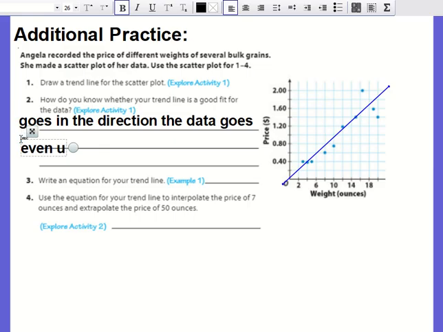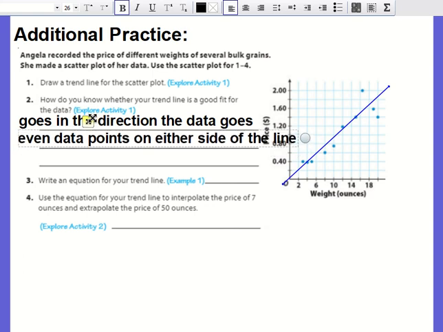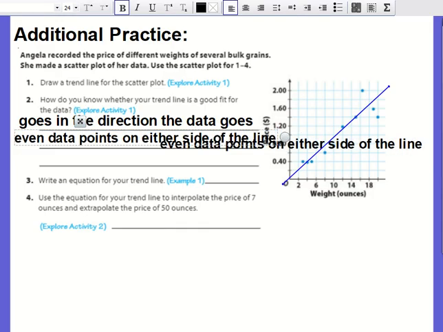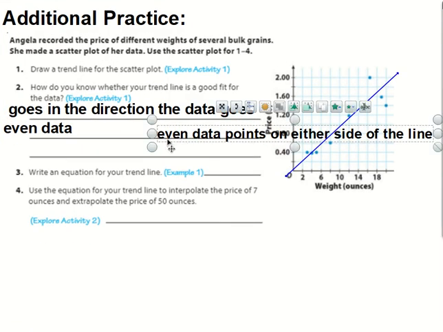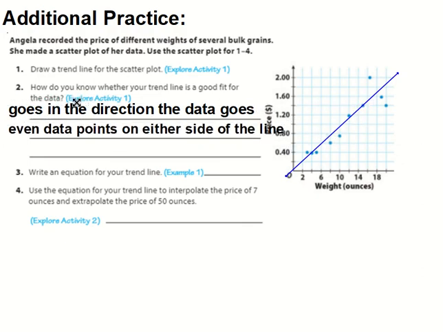Even data points on either side of the line. So we want to check for that as well, that there's an even number of data points on either side of our line. Sorry, I gotta get rid of this. Actually, now I'm gonna get rid of this because, here we go.